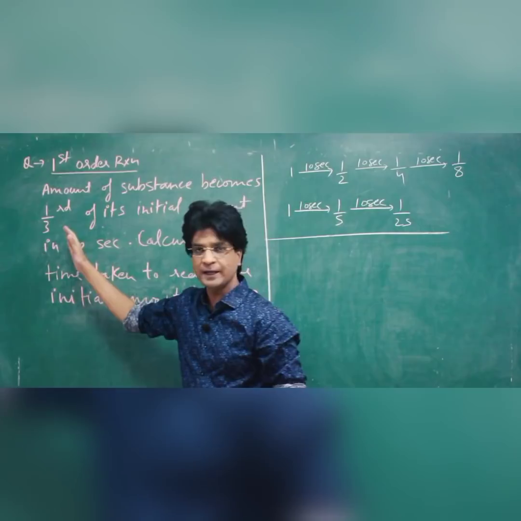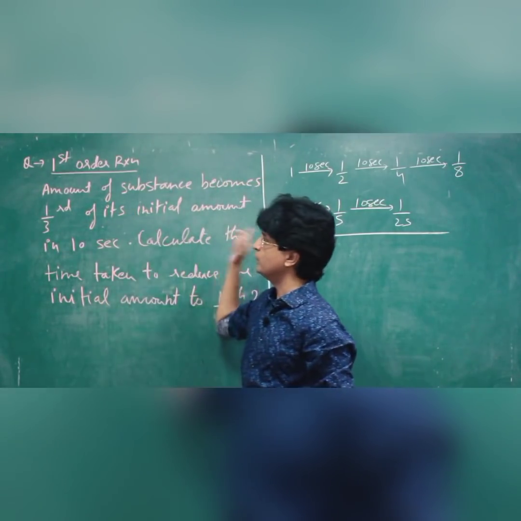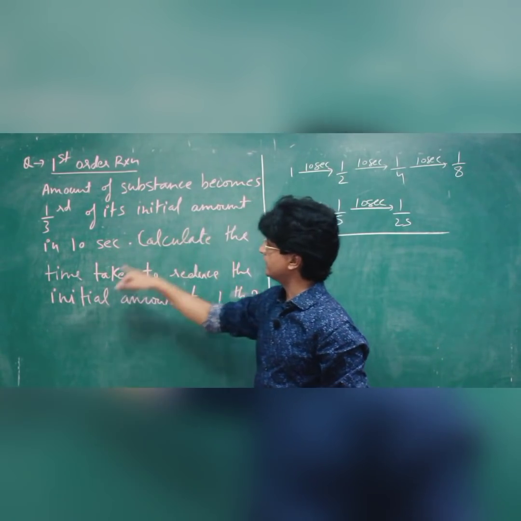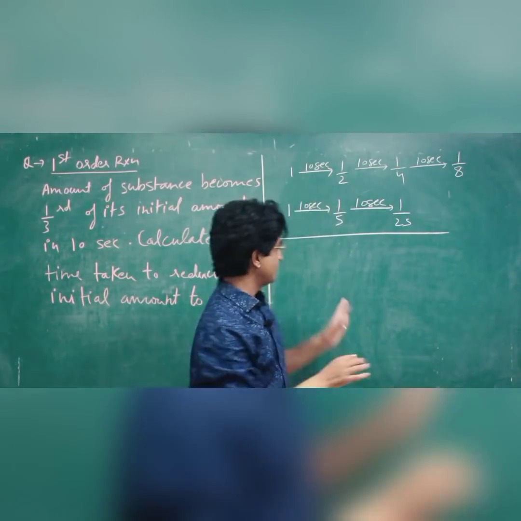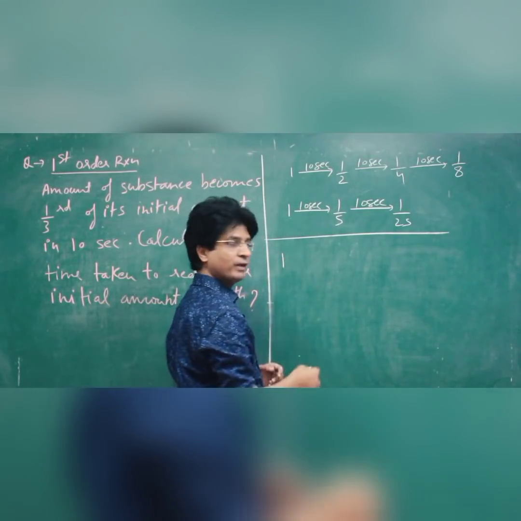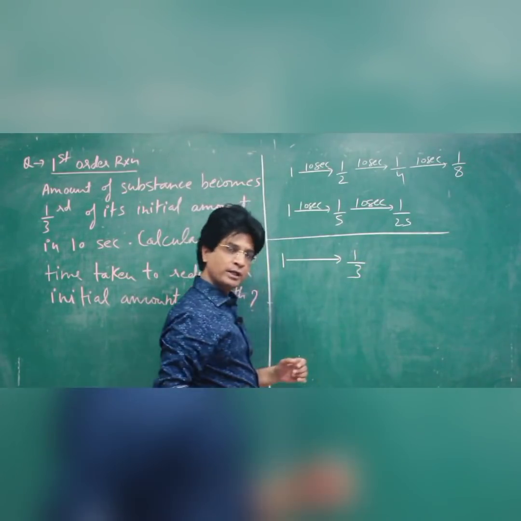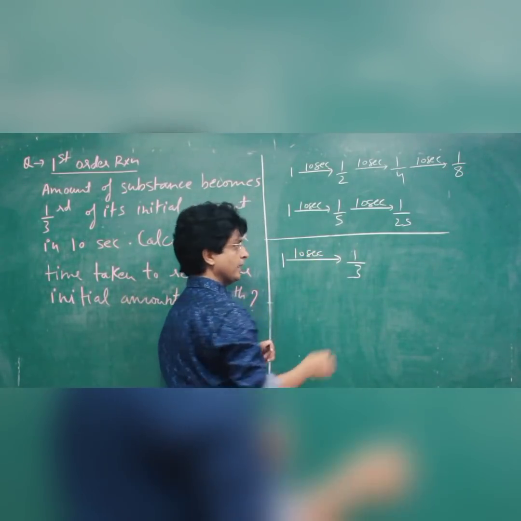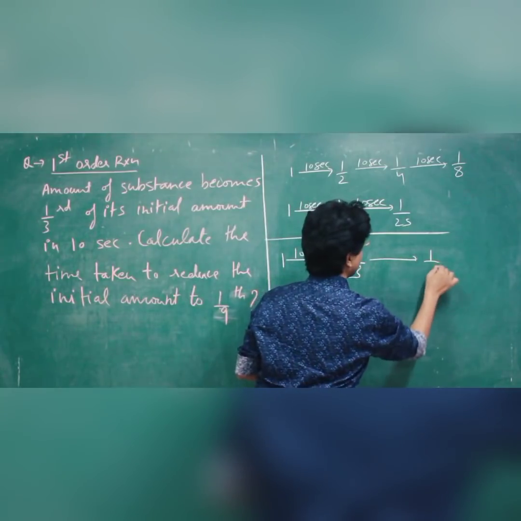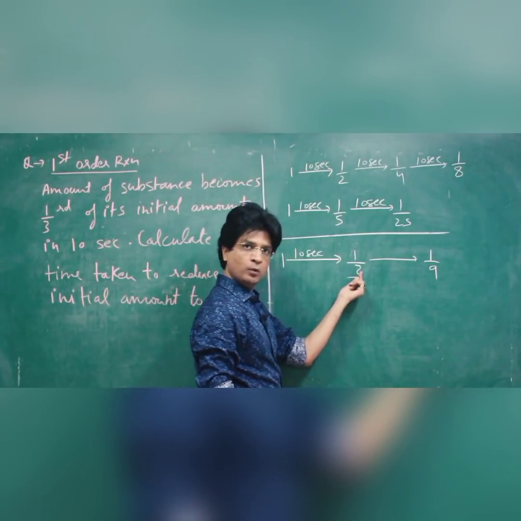This question says that the initial amount of a substance becomes 1/3 of its initial value in 10 seconds. You have to find the time taken to reduce the initial amount to 1/9. So that actually means I'm beginning with 1 molar. It will become 1/3 in 10 seconds, and I want 1/9. So what is 1/9? It is 1/3 of 1/3.